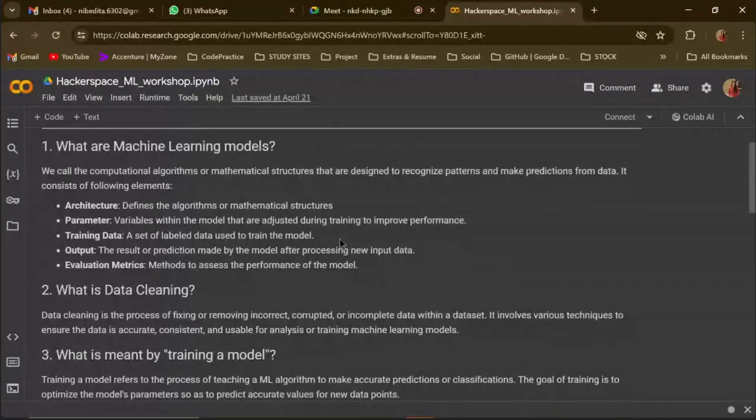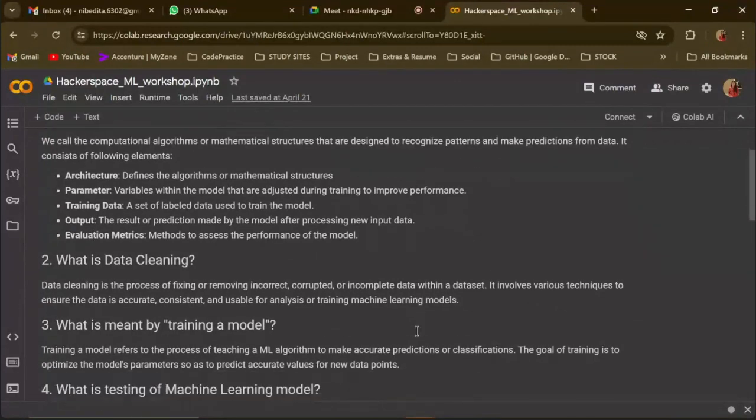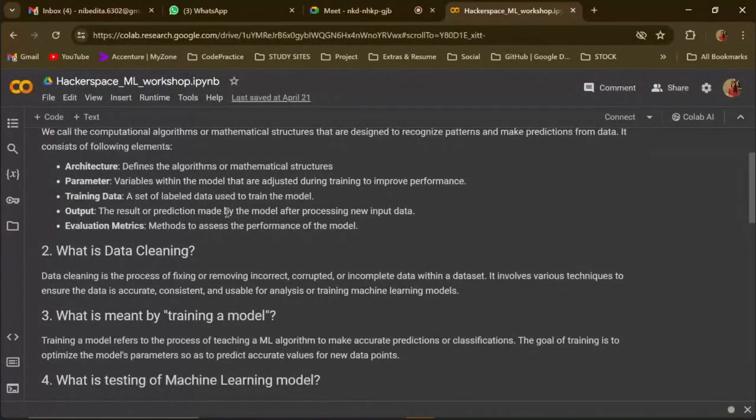Now there is testing data, that is the data which the model has not been introduced to. The model does not know what the content in the testing data is, and it is used to test the model's predictions. Okay, so if the predictions are correct, we say the model is good. If the predictions are not correct, we say the model is not good. Now we have the output, in other words, the result or prediction made by the model, and the evaluation metrics.